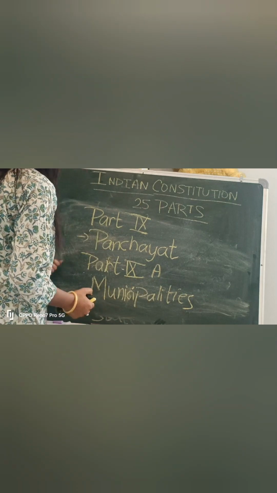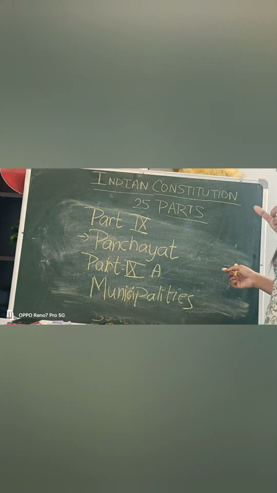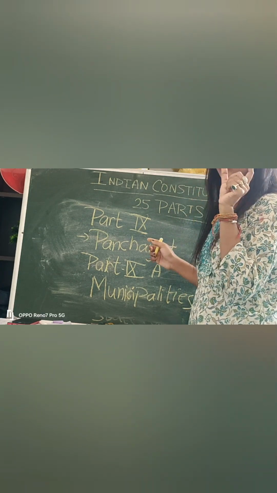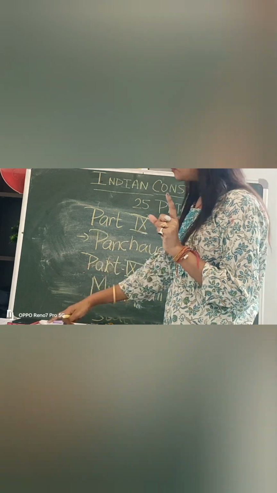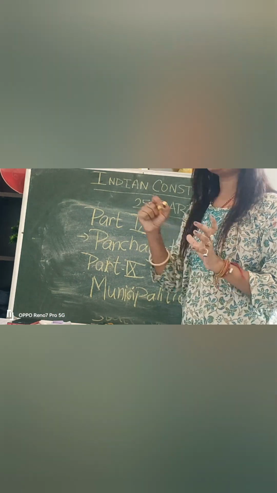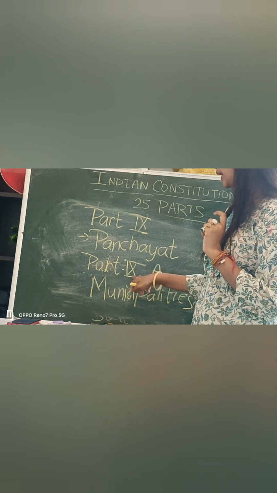Now let's see how we will find the mnemonics in that sentence. See the word P, that of part 9, UP. U stands for U, capital. U stands for part 8, that is union territories, and P, panchayat. Next to meet child, meet, that's M. M is municipality, part 9A.